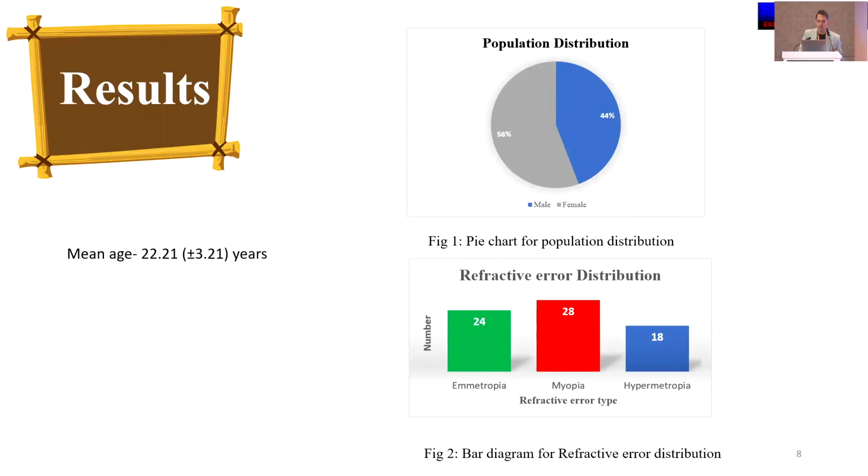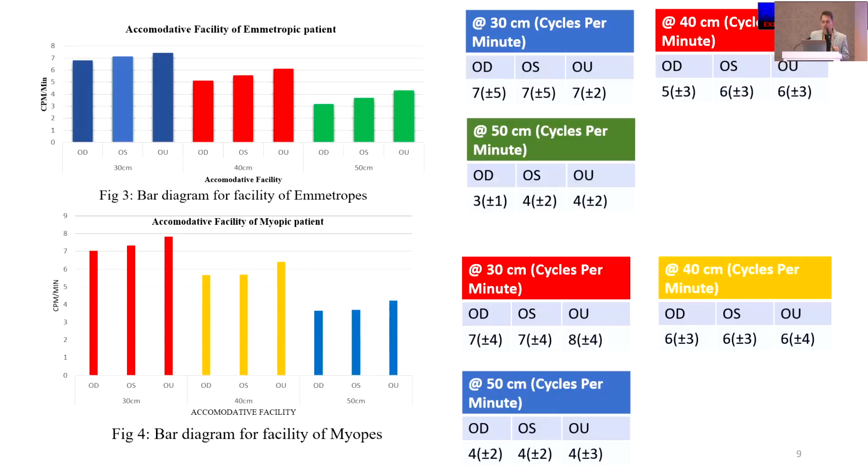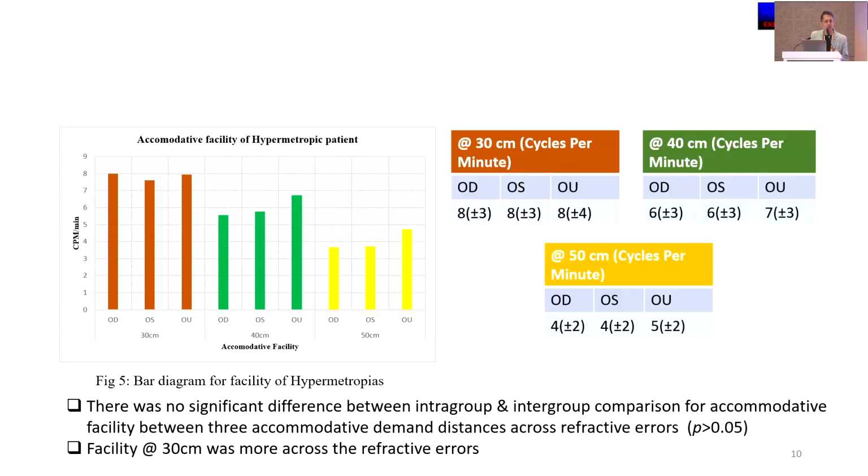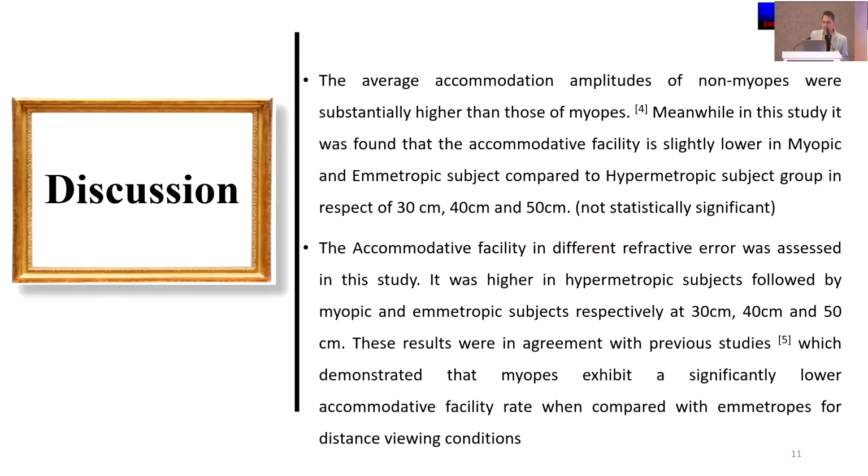Going to the results, 56% were males, and the refractive error distribution was 24 emmetropes, 28 myopes, and 18 hyperopes. When we come to the results of accommodative facility, we found across all the groups that the accommodative facility was maximum when we used 30 centimeters as the distance for accommodation, while it started reducing at 50 centimeters. Across the three groups, the myopes and hyperopes had higher accommodative facility, but when we studied intergroup, there was no statistically significant difference between the three groups.